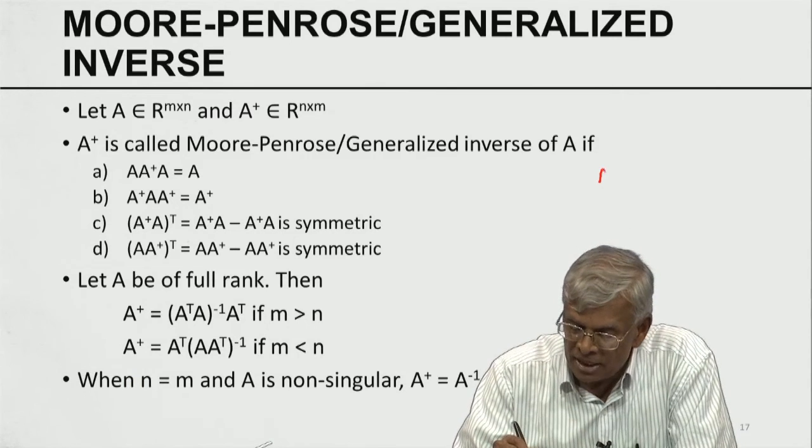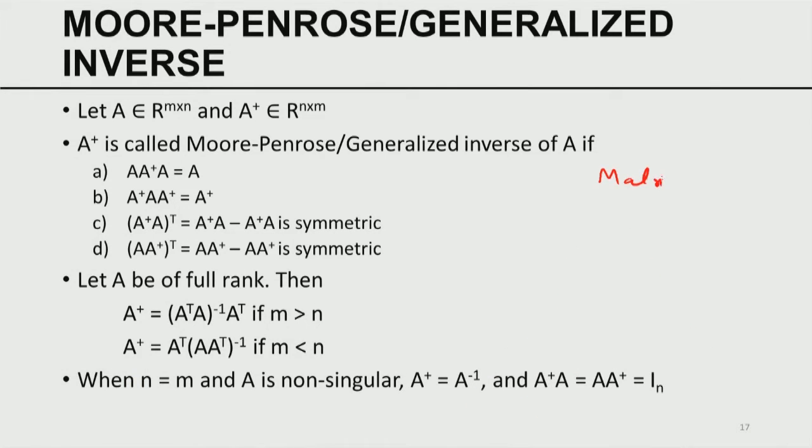So matrices: square matrix, rectangular matrices. Square matrix can be singular, non-singular. In the case of non-singular matrix, I can define A inverse. For a singular matrix, I cannot define it. For rectangular matrices also, we cannot apply this definition of a non-singular matrix.